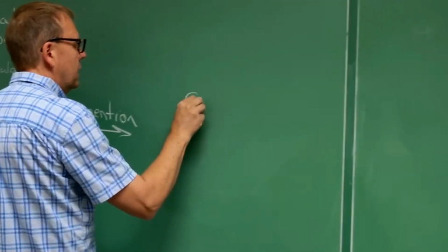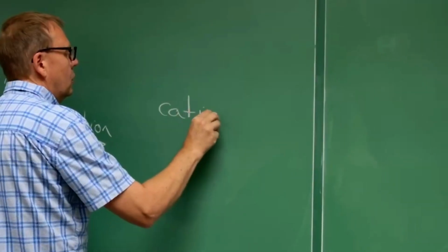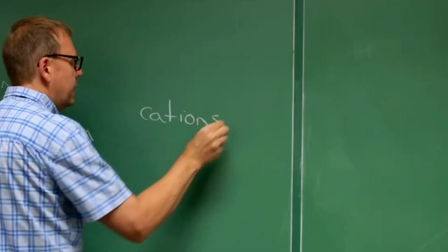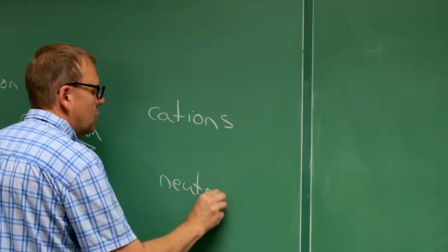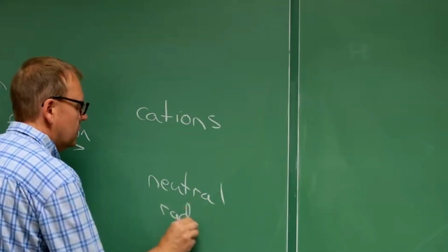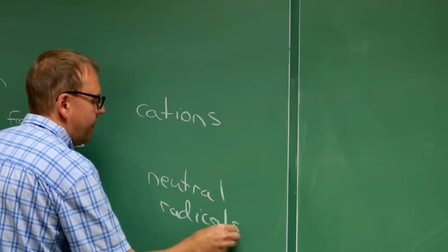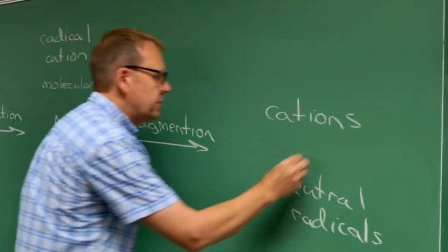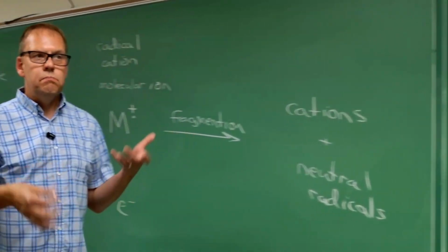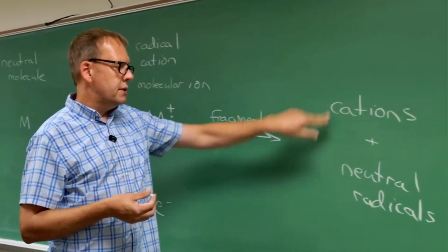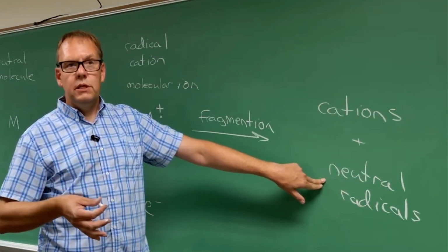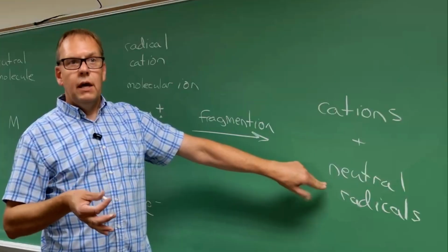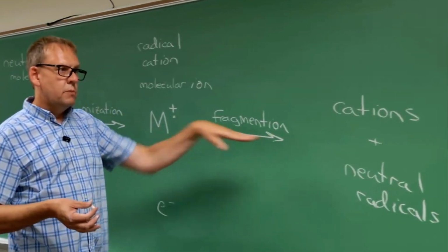And there will be cations and neutral radicals that will get formed. There'll be both types of things. These will appear as peaks. These will not appear as peaks, but we'll notice that they're being produced because we'll see masses being lost. And we're going to talk about this fragmentation process in a little bit.